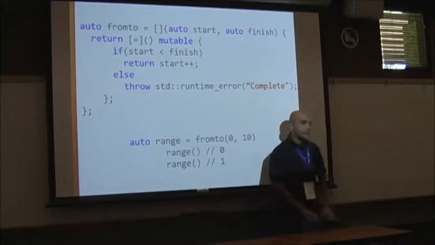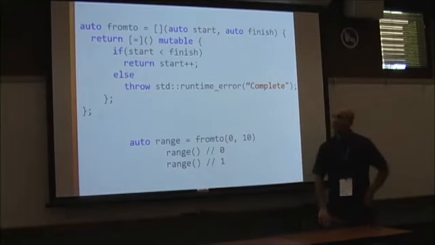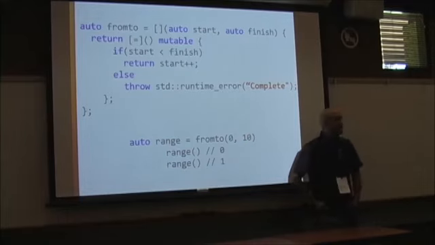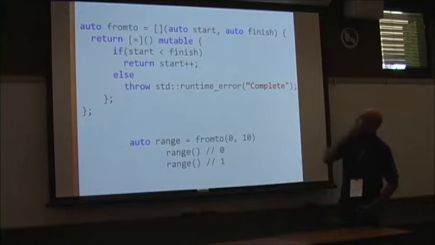So are you convinced that this will actually print 0, 1, 2 as we call it? So what's the reason for the mutable keyword? Oh, good point. Sorry, I forgot that.